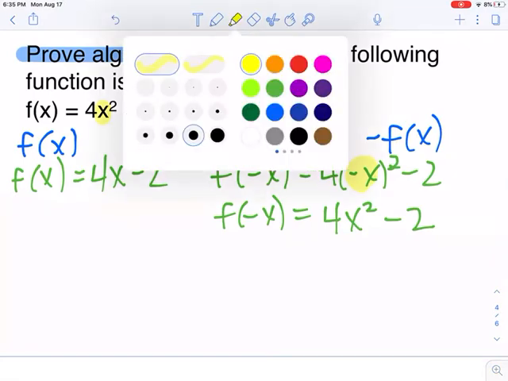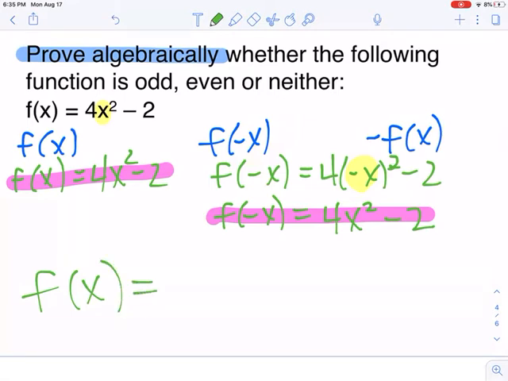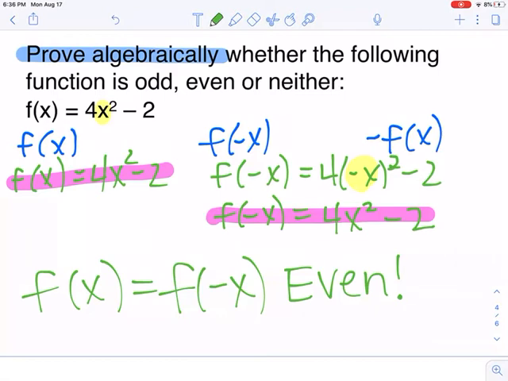Well, now look at what we have. We can see that f of x is 4x squared minus 2, f of negative x is 4x squared minus 2. So we have shown algebraically that f of x and f of negative x are equal, therefore our function is even.